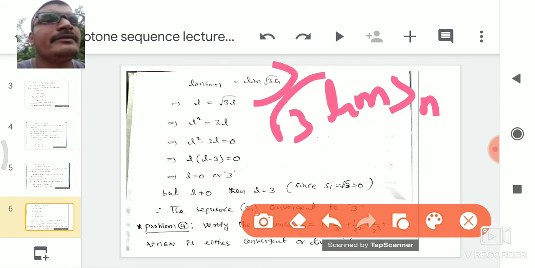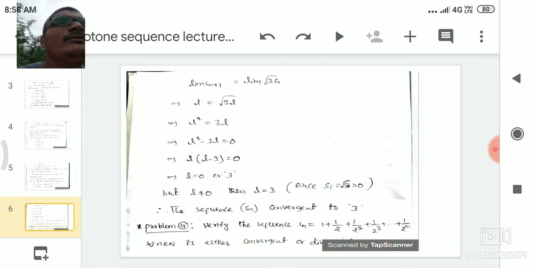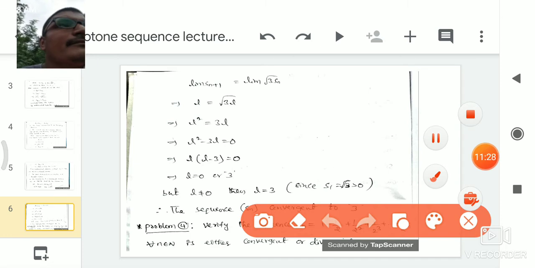So this limit, root 3 into root of 3 into Sn, can be written as root of 3 into limit Sn. Already we consider this limit of Sn is L. So this can be written as L is equal to root 3 into L. Squaring on both sides, L square is equal to 3 into L. L square minus 3L is equal to 0. Here we take L as common. L of L minus 3 is equal to 0. So that implies either L is equal to 0 or L is equal to 3.